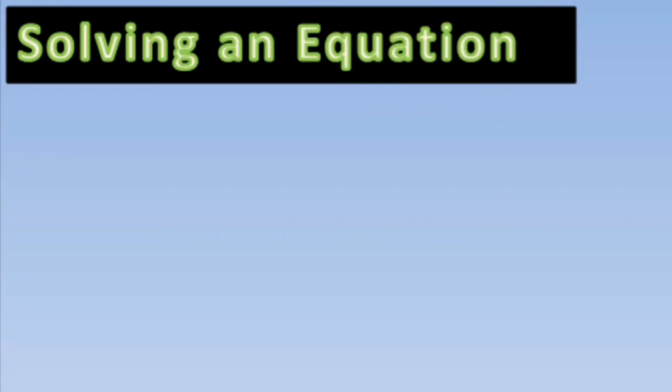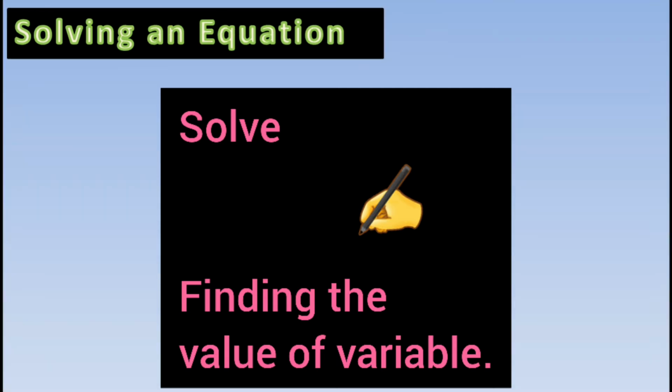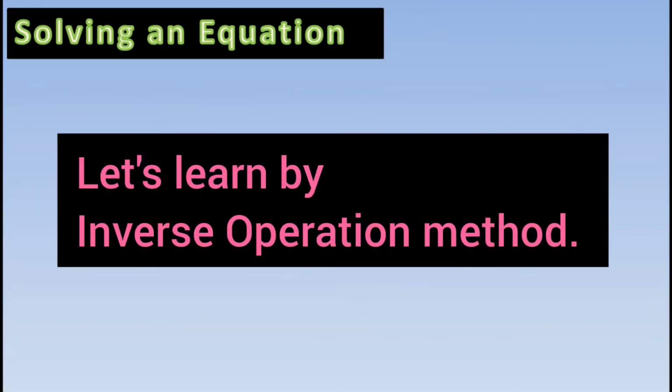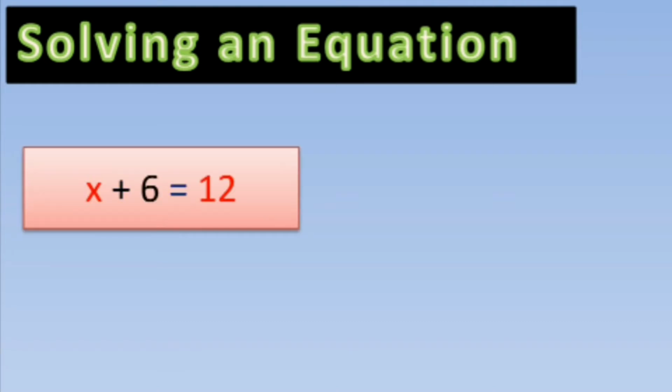Here is your first example. Solving an equation means finding the value of the variable, right? There are two methods to find the value of the variable. The first method is the inverse operation method. Let us understand this method. Here is your first example: x plus 6 is equal to 12. In this equation, we have to find the value of x.